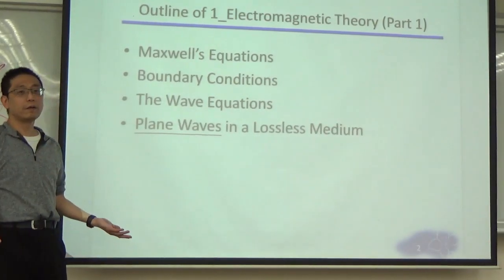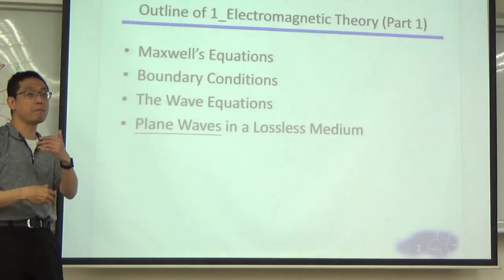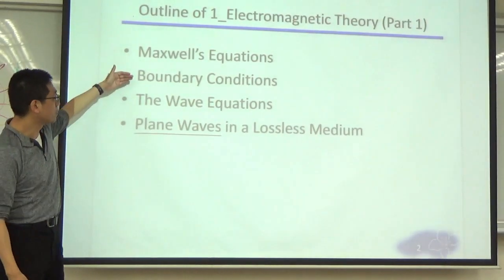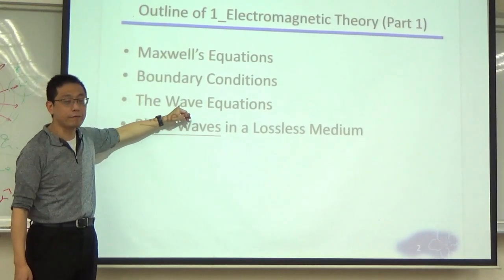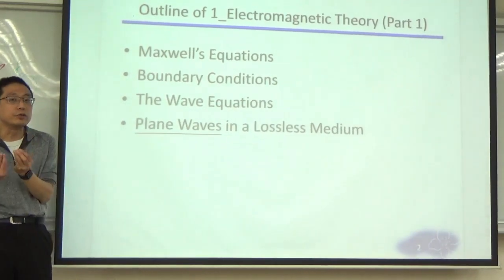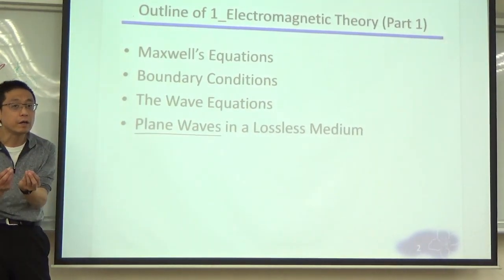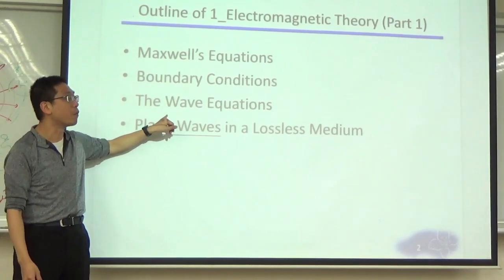What are they? What kind of structure? How do you explain that in math? I will explain that in the next one. Then after you can derive the wave equations, we can try to describe the simplest case of wave.